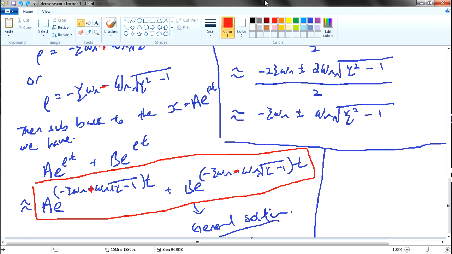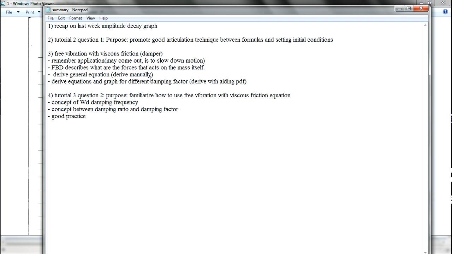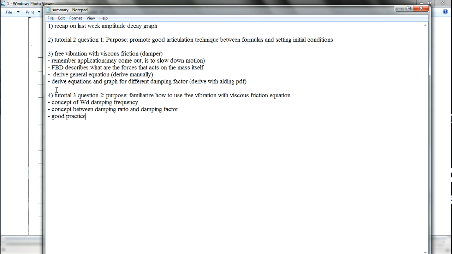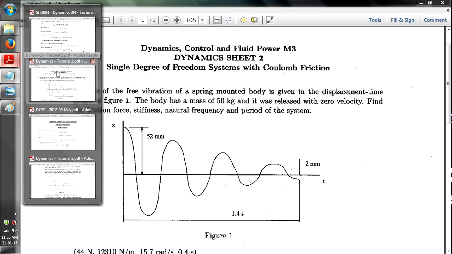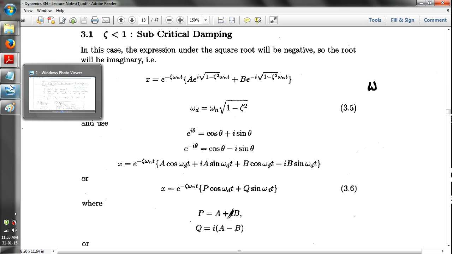Next video, I'll talk about deriving, now we actually talk about the derived general equation. Now we have to clear this, and then we have a tutorial question to do. This one is a little complicated, not complicated but rather troublesome, so I'll try to use this one to describe it. So see you there.